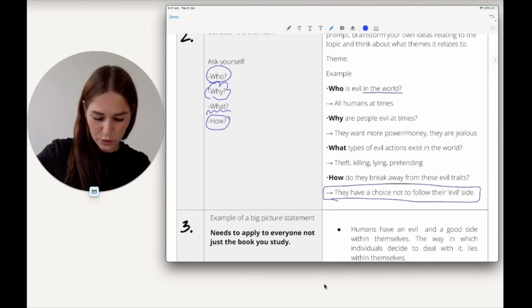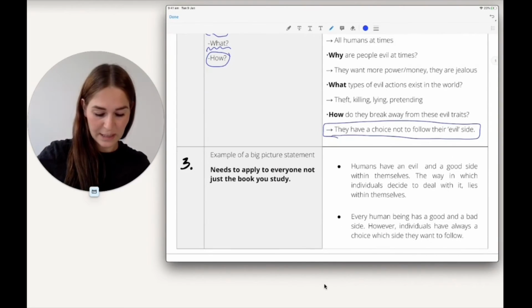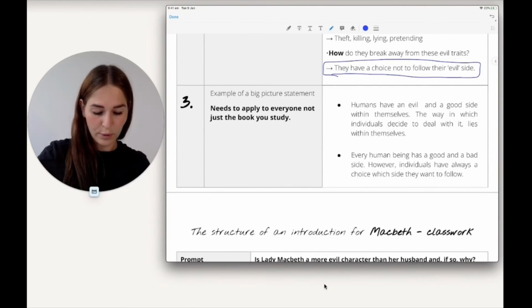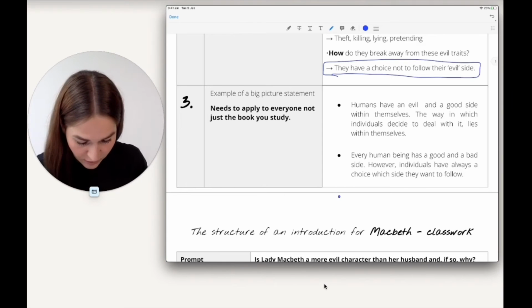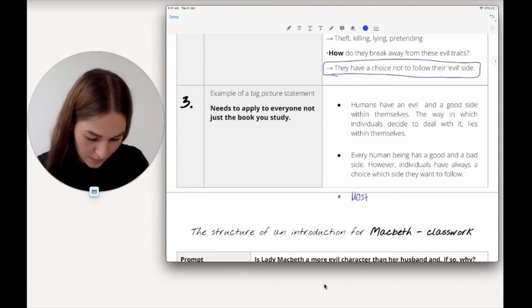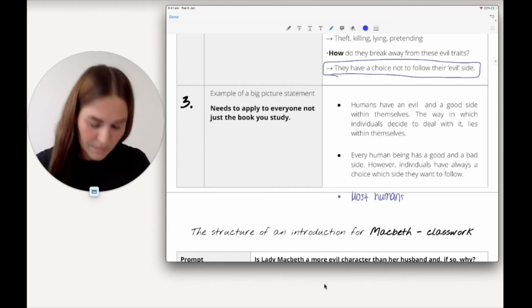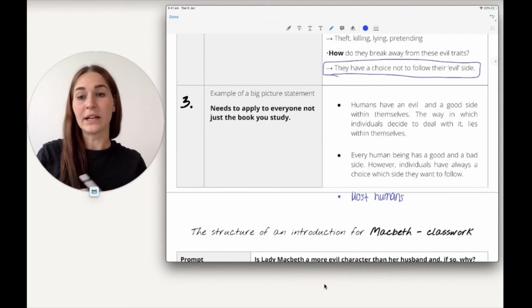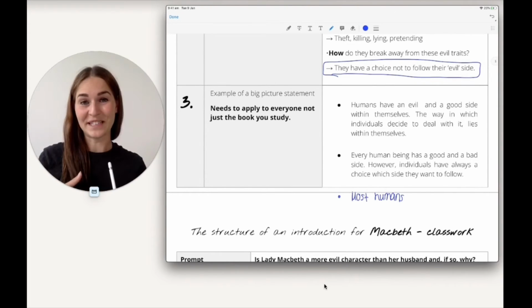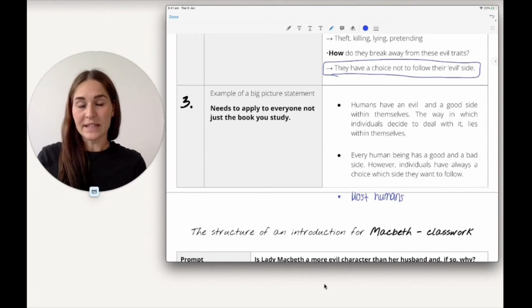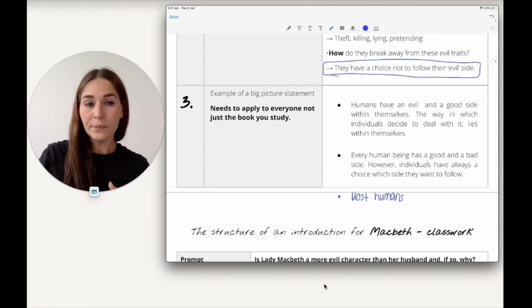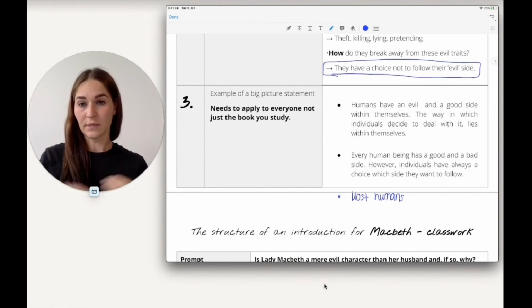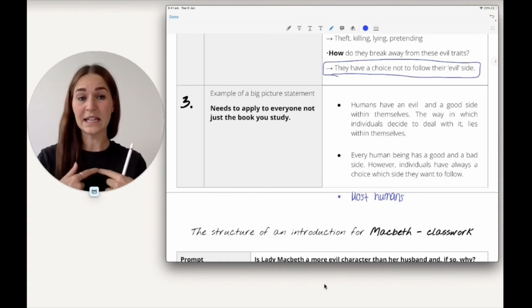So it's always good to start off your big picture statement with, for example, humans or every human or most humans, okay? So we could even add a new one, most humans. Because sometimes it doesn't apply to everyone, okay? Because we are all different. But one example as a big picture statement could be, humans have an evil and a good side within themselves, okay? Within you, in your heart. You have a good side and a bad side.